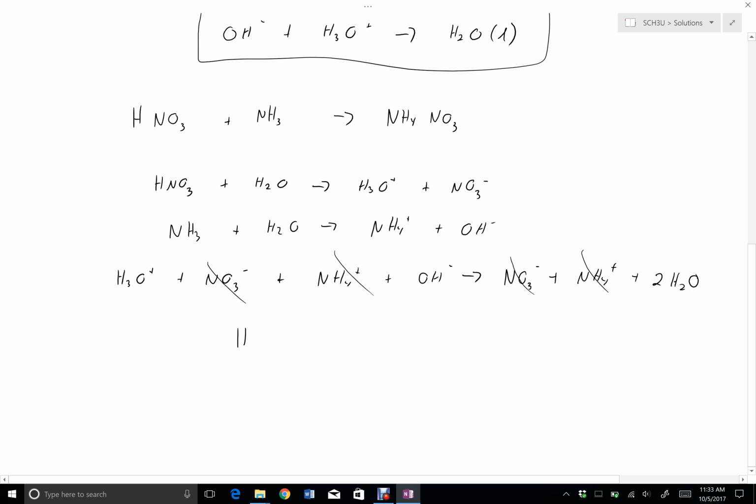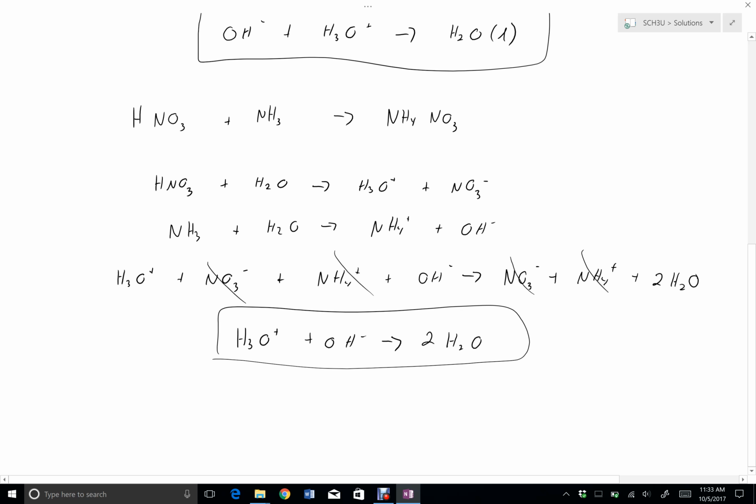then I get left with the same real net ionic equation for a neutralization reaction. And this is true for any acid and any base that you consider. When they react, this is the net ionic equation. The real meaningful thing is that one of those things created hydronium. The other one created hydroxide. The hydronium and hydroxide are reacting to form water.